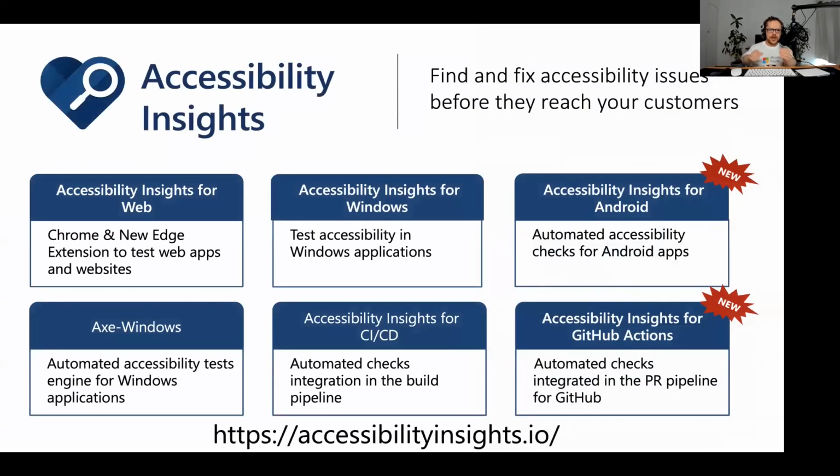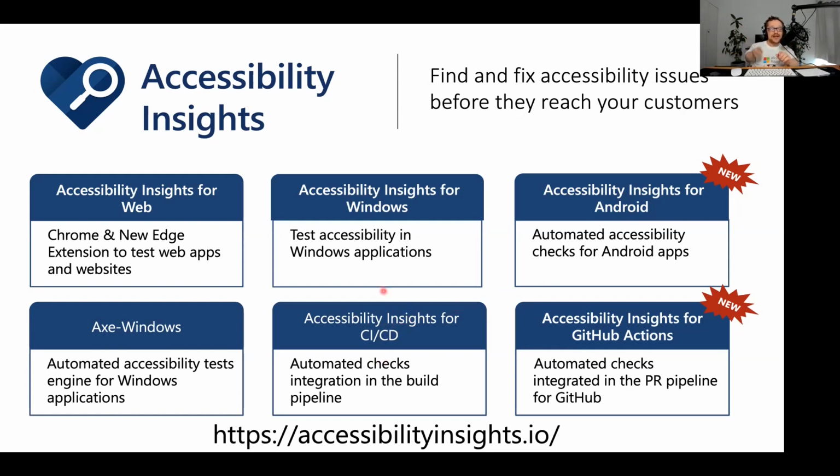So introducing Accessibility Insights. We partnered with Deque Labs to run their rules engine here, and we can cater for nearly any app that you do. And it's all free, all available right now, and all open source. We've got Accessibility Insights for web, which I'm going to demo a little bit later. We've got it for Windows. We've got it for CI/CD for Azure DevOps. We've got it for Android, and we've got it for the recently released GitHub Actions. All of this is available. You can go to accessibilityinsights.io.